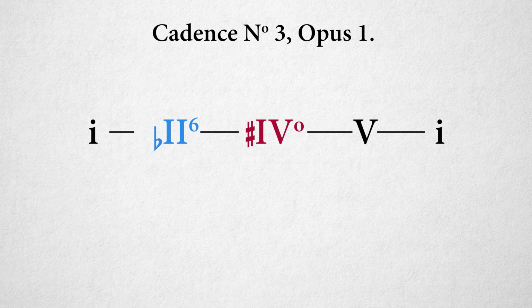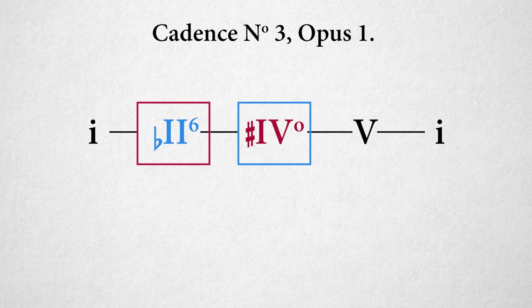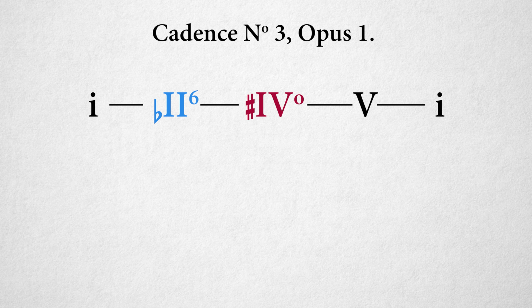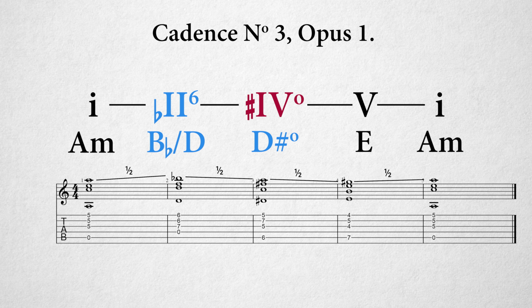And there's also a variation with a diminished chord on the raised 4th degree that comes between the Neapolitan chord and the dominant chord on the 5th degree. Now for this cadence we use the A minor key, and this means that we could add the D sharp diminished chord to the Neapolitan progression in A minor.